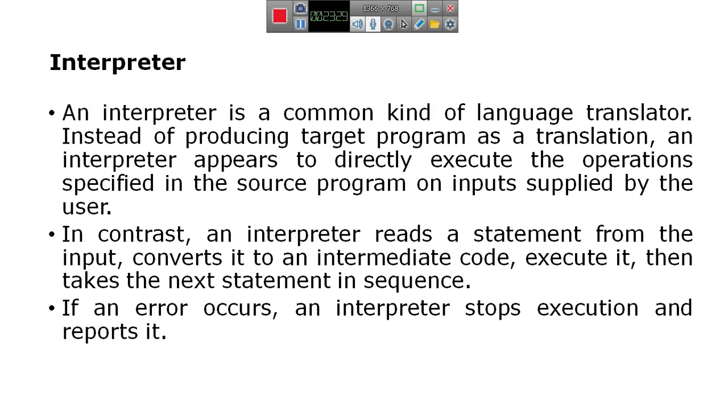An interpreter reads a statement from the input, converts it into an intermediate code, executes it, then takes the next statement in sequence.